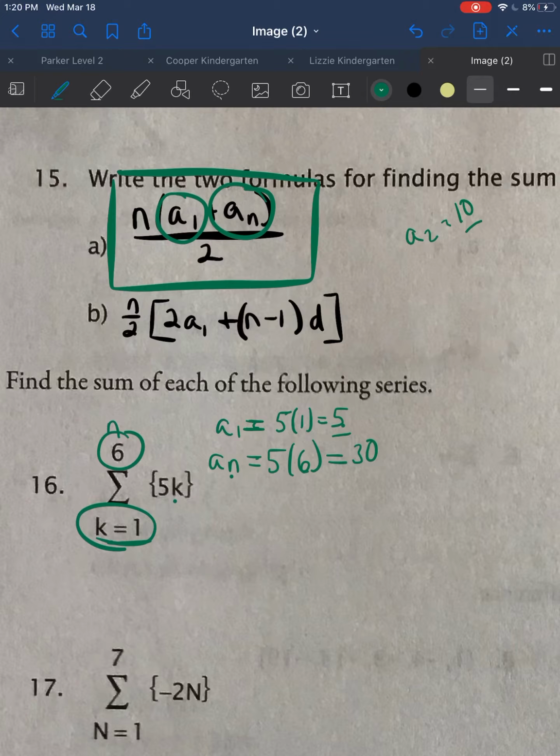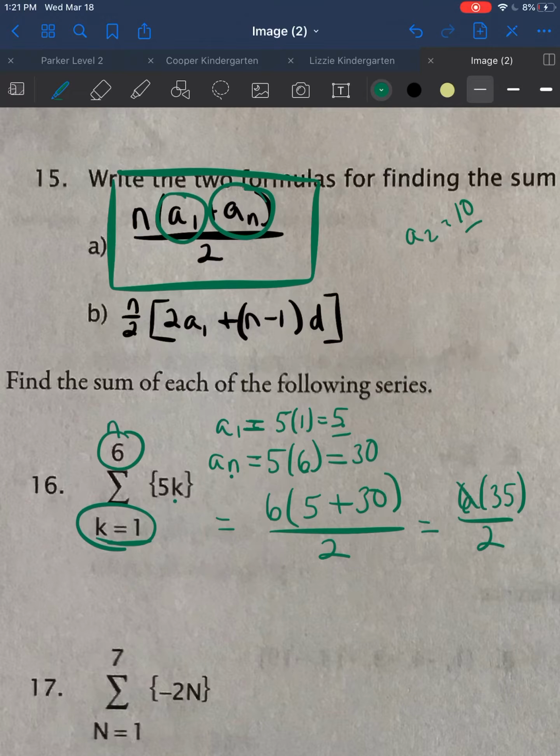Okay, so now we know a sub 1, we know a sub n, we know what n is, our n is 6, we can use our formula. So we're going to say the summation of this is equal to n, which is 6, times a1, which we computed to be 5, plus a sub n, which we computed to be 30, all of that divided by 2. This is equal to 6 times 35 divided by 2. I'm going to do this part first. 6 divided by 2 is 3. 3 times 35 is 105. And that's your final answer.